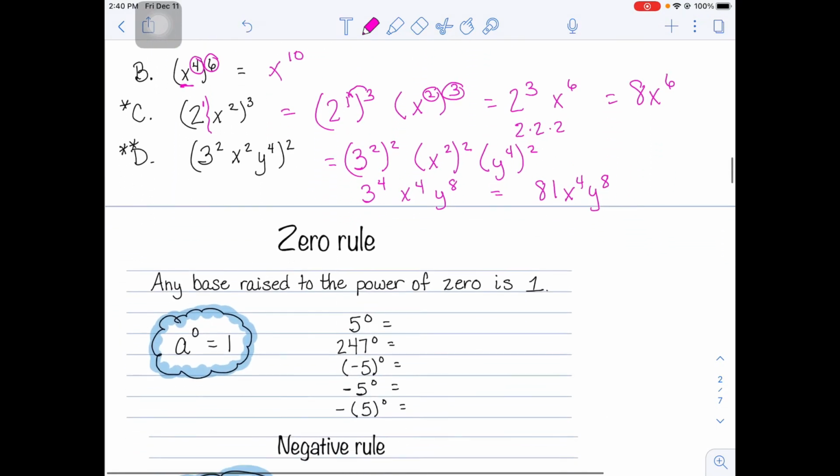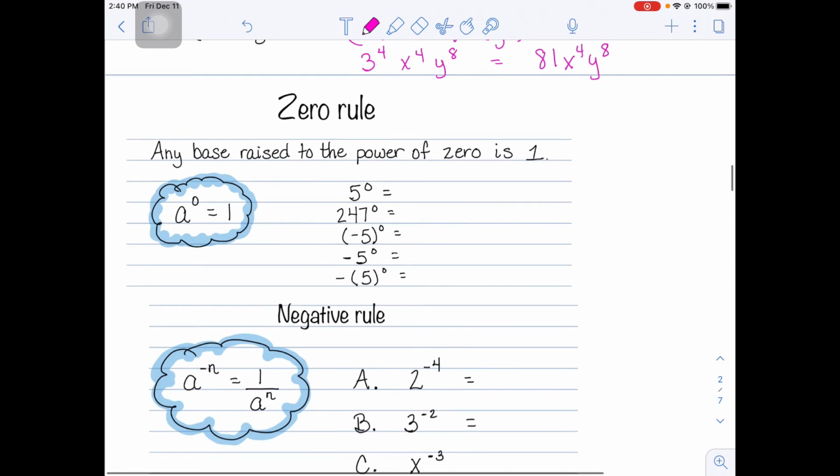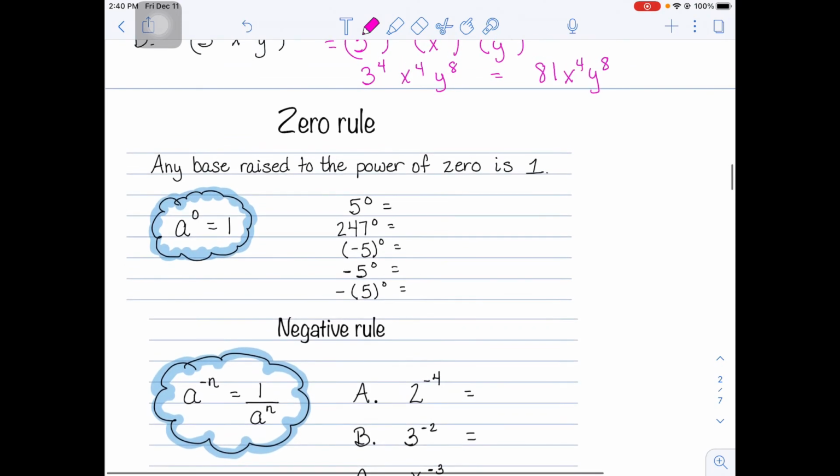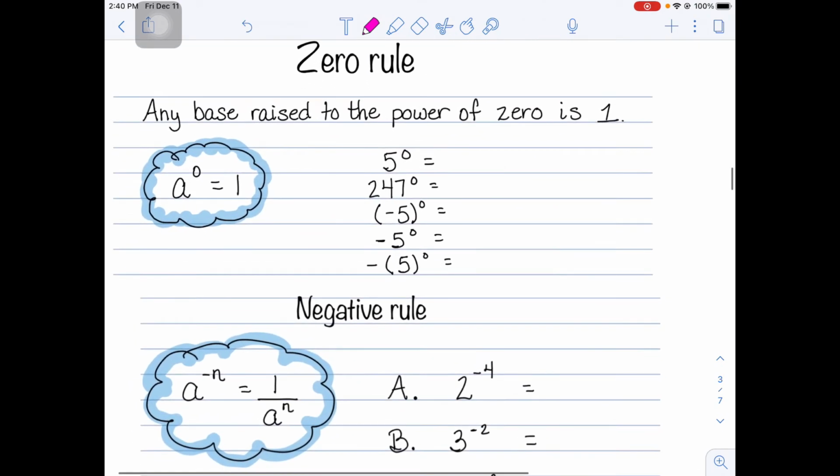All right, our next rule is the 0 rule and the negative rule. And so the 0 rule is pretty cool, but you have to be very careful with it. So it's any base raised to the power of 0 is 1. So here's our formula. A base of a raised to 0 is 1. So if we raise 5 to the 0, we get 1. 247 to the 0 power, we get 1. Negative 5, notice the parentheses. The whole negative 5 is being raised to 0 power, we get 1.